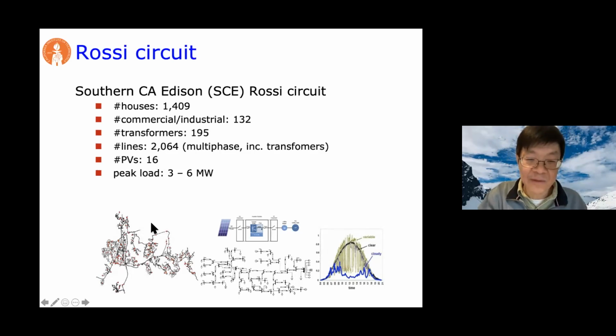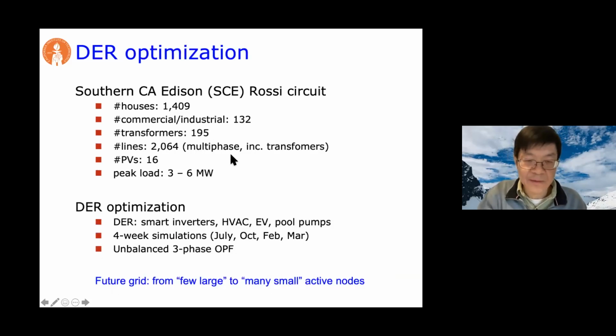It's a very small feeder. The peak load is less than 6 megawatts, about 1,400 houses, 100-something commercial and industrial buildings, mostly commercial, and about 200 transformers and 2,000 lines. So we built a model. It has about 2,000 buses and so on.